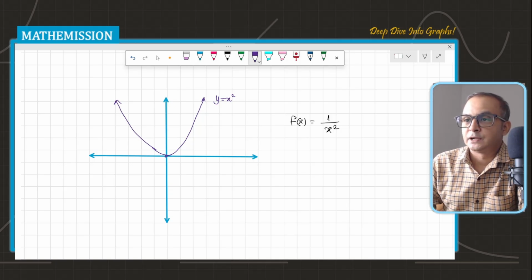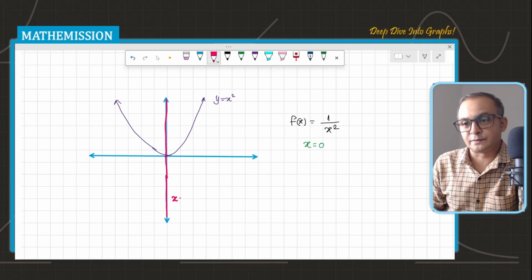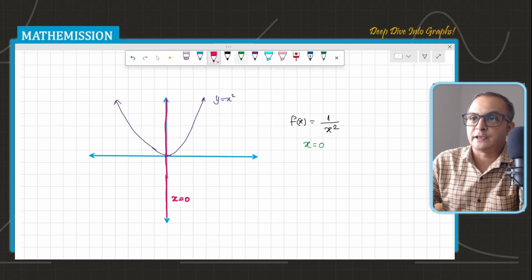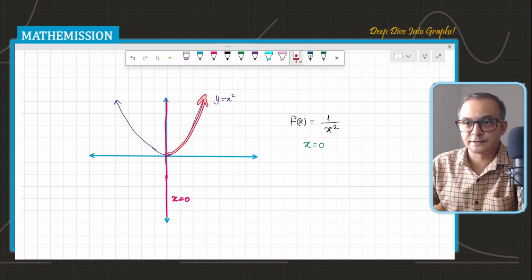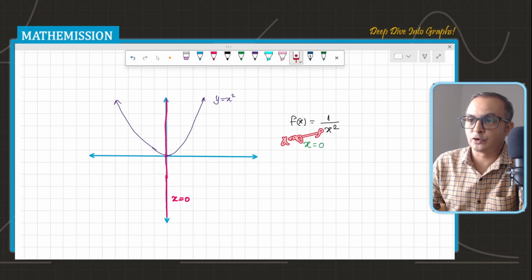You can see that at x = 0 this value is not defined. It means again we have the asymptote at x = 0, that is the y-axis. So this is our asymptote, and you can see this graph is increasing in this interval, from here to here is increasing. So the reciprocal graph should decrease from infinity and go down, because when x tends to infinity, this is tending towards 0.